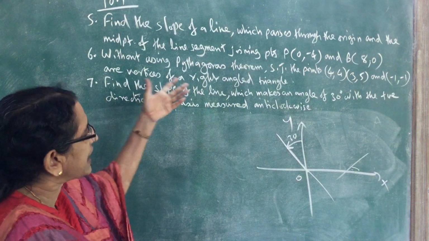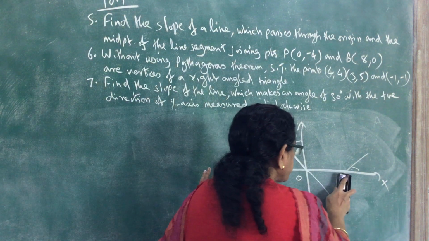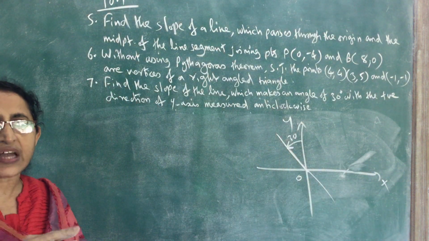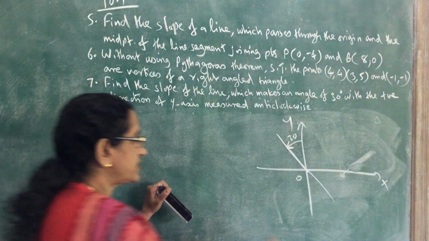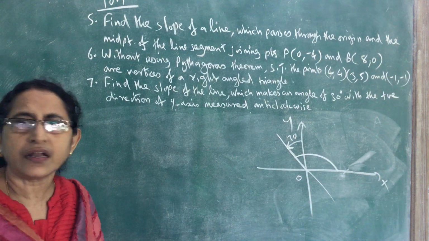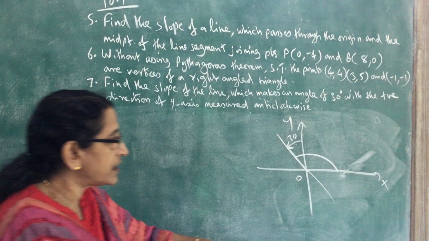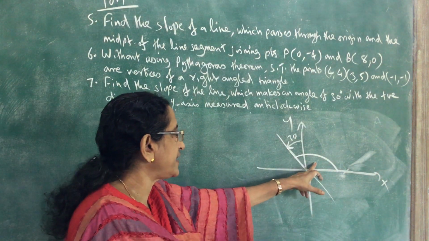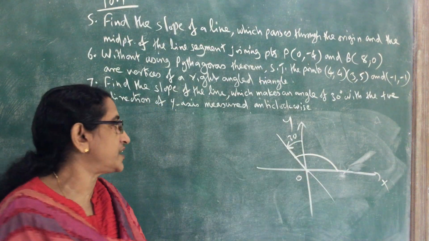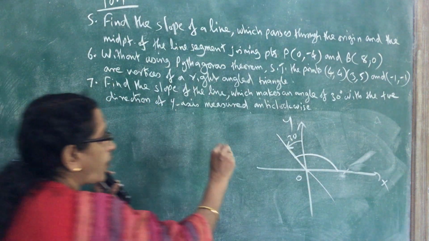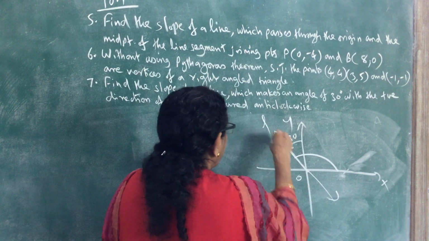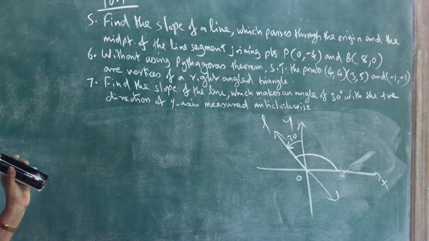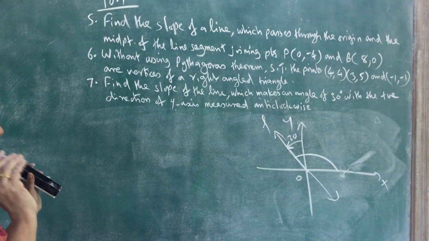So what is the slope of that line? We want to know what is the angle which that line makes with the positive direction of x-axis. So this line makes this angle with the positive direction of x-axis. So what will be that angle? This is 90 degree, 90 plus 30, that is 120 degree. So the required line makes angle 90 plus 30, 120 degree with the positive direction of x-axis.